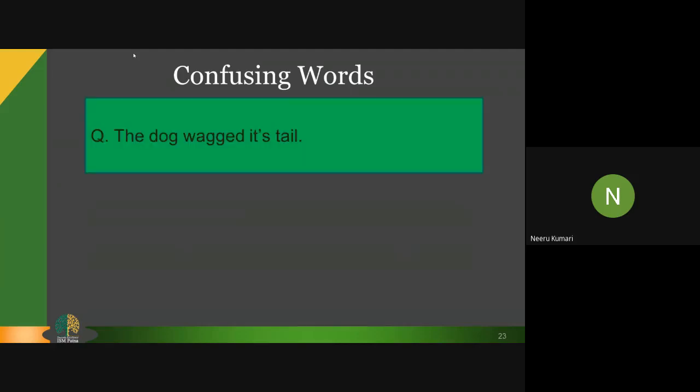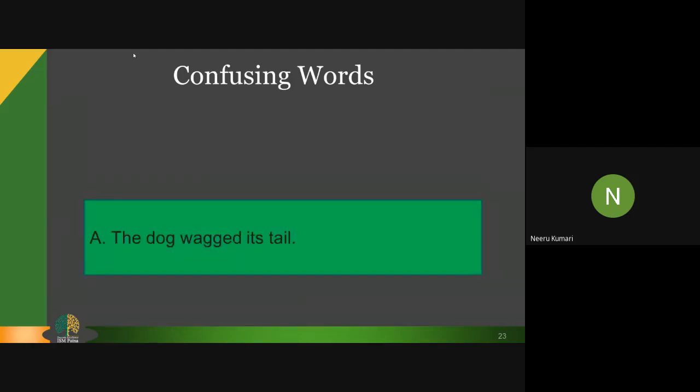The dog wagged it's tail. Do you think that the given sentence is correct? If it is correct, write no change. If it is incorrect, do identify the wrong word that is used and what you are going to replace it with. All right. So here we go with our answer. Here is the solution. And the word that was wrongly presented was it's.